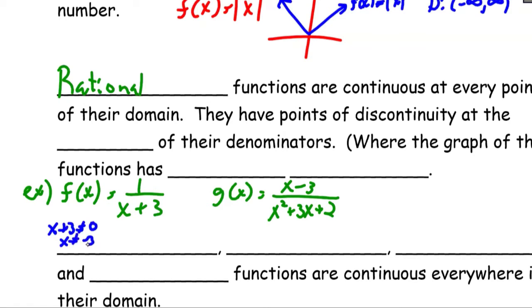So my domain for f of x would be everywhere but negative 3. That would be from negative infinity to negative 3 union negative 3 to infinity. Graphically, what's happening at x equals negative 3?